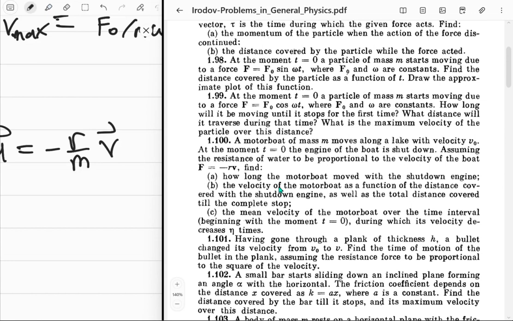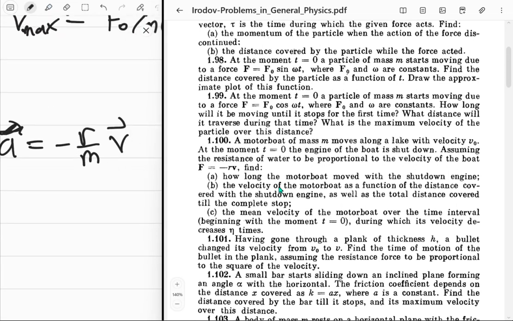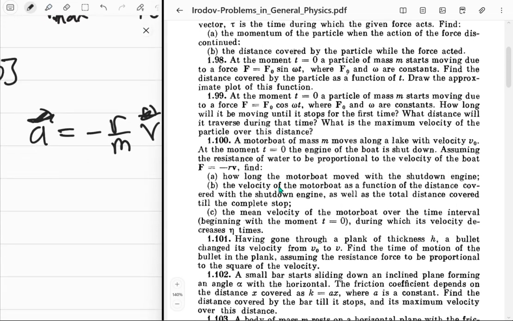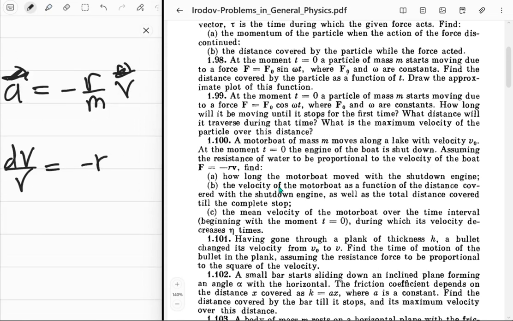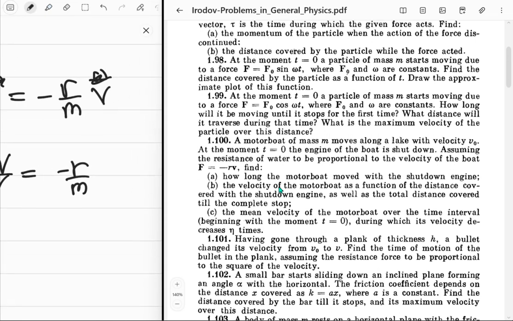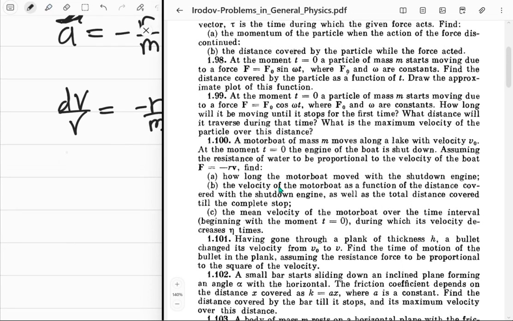It's all just happening in one line, right? Yes. So we can just get rid of these vectors. What is this? a upon v over there, and a is just dv upon dt. So dv upon v is equal to negative r upon m dt, just like the first order kinetic thing.